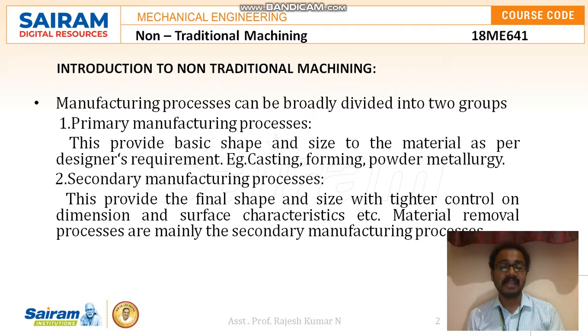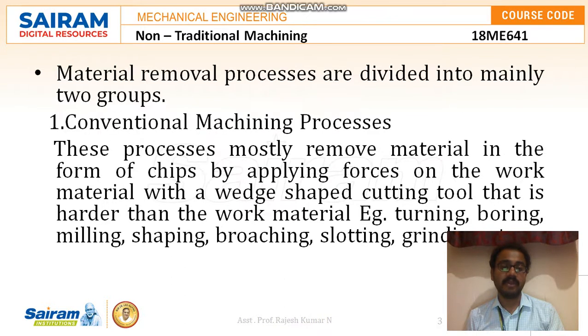And even about the surface characteristics, the major reason behind traditional and non-traditional machining, whatever we call the machining process, the first thing is what we can call a drawback. The surface characteristics are usually based on the material, the surface hardness or the roughness, which leads to much complication. So in the secondary manufacturing process, we give importance to the shape and size with accurate dimensions and surface characteristics. And here the material removal processes are mainly the secondary manufacturing processes.